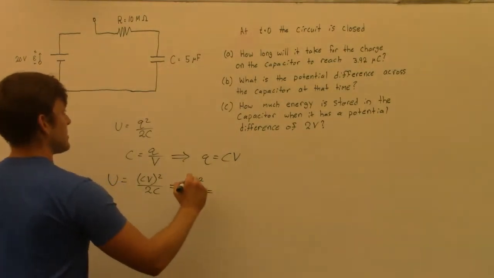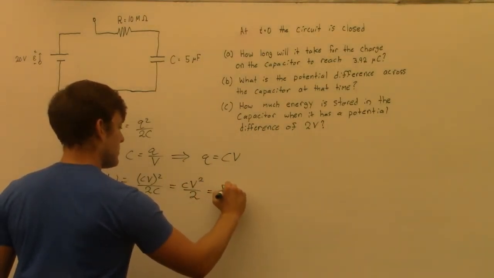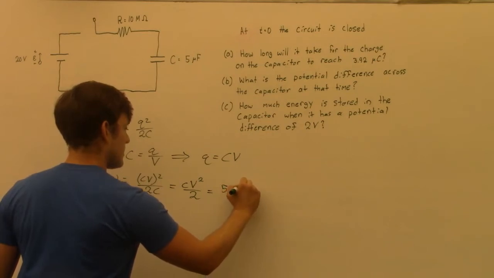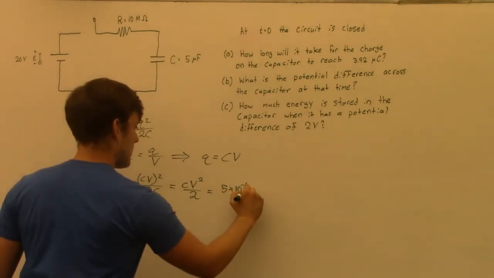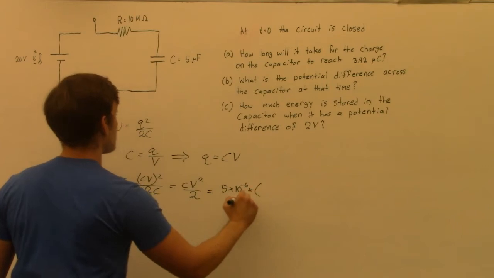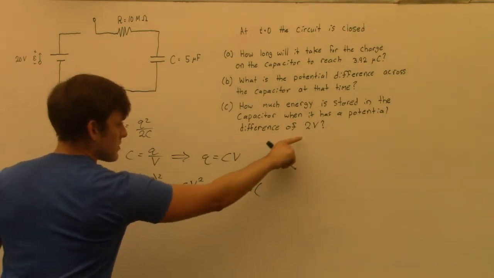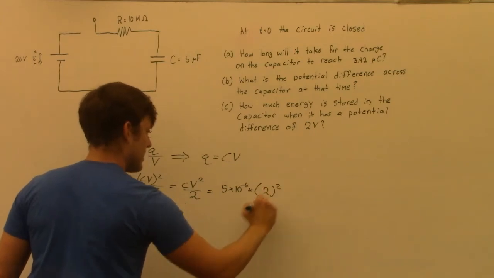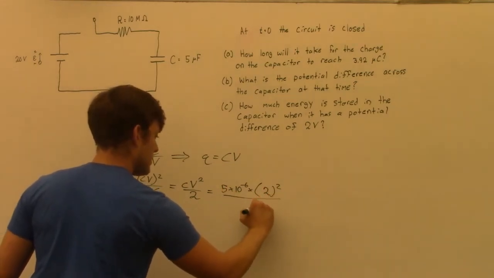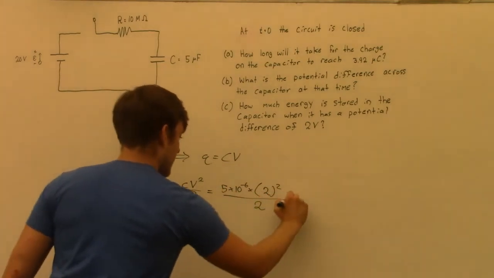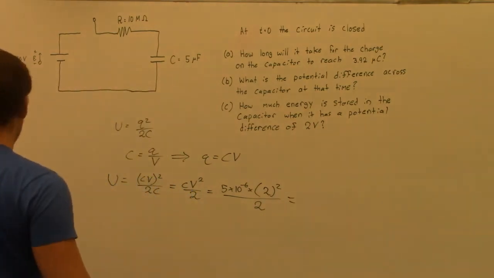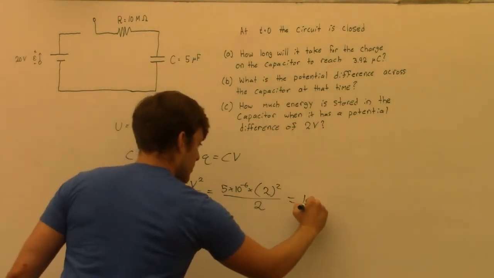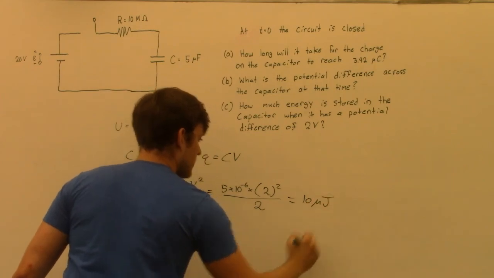We have a capacitance of 5 microfarads. It's 10 to the negative 6 times. We have a potential difference of 2 volts. So that's going to be 2 squared over 2. And that is going to give us 10 microjoules of energy.